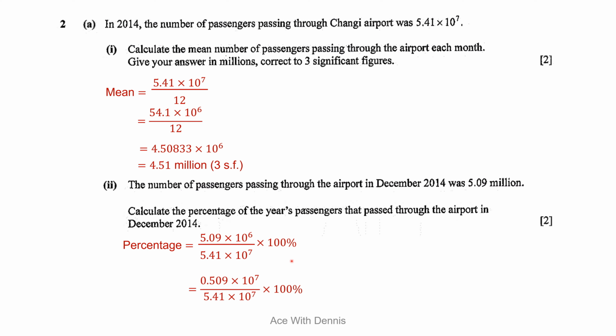After that, you can change this 5.09 times 10 to the power 6 into 10 to the power 7, and the number becomes 0.509. Then divided by 5.41 times 10 to the power 7, which remains the same, then times 100%. Why do we need to do this? Because we can easily cancel the 10 to the power 7 with the 10 to the power 7 here. Then we take our calculator and calculate this part, and we'll get 9.41%, rounded to 3 SF.